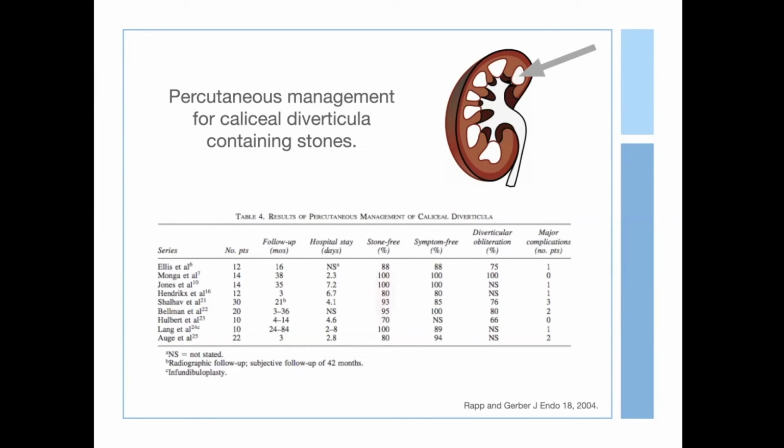So this is a large meta-analysis looking at percutaneous management. You can see that these numbers look a lot better. Stone-free rates are between 70 and 100%. Symptom-free rates are also better, 80s to 100%. So certainly a very reasonable approach. And since most of these, or many of these diverticula are posteriorly based, this is a good strategy.